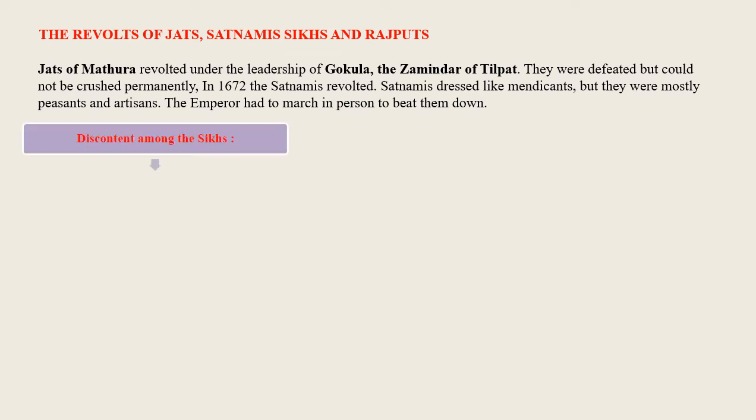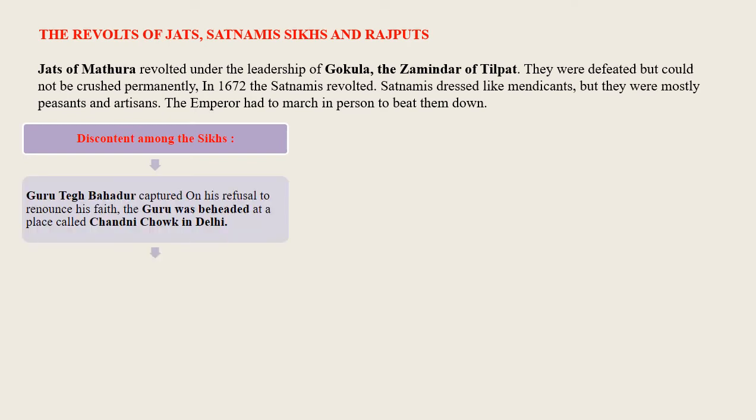Discontent among the Sikhs. Aurangzeb's religious policy caused discontent among the Sikhs also. Guru Tegh Bahadur was captured and taken to Delhi. He was given the option of embracing Islam or facing death. On his refusal to renounce his faith, the Guru was beheaded at a place called Chandni Chowk in Delhi.